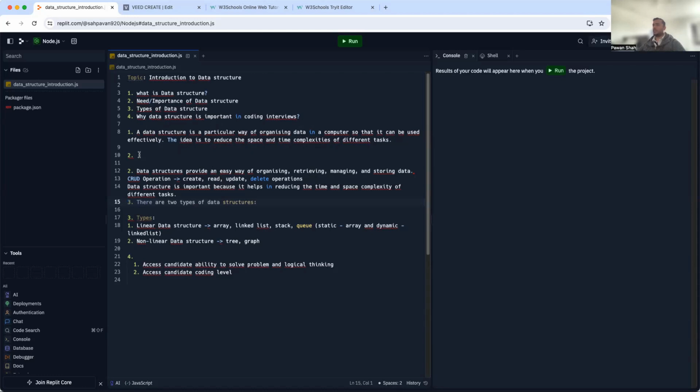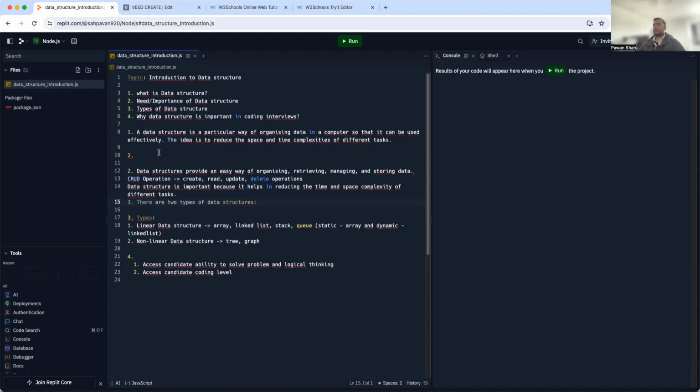And it has two things. The one is the space complexity and the other is time complexity. Space complexity means how much storage the data is using to be stored in your memory, and time complexity means how much time it is taking to retrieve, manage, update, store, or fetch data stored in your memory.